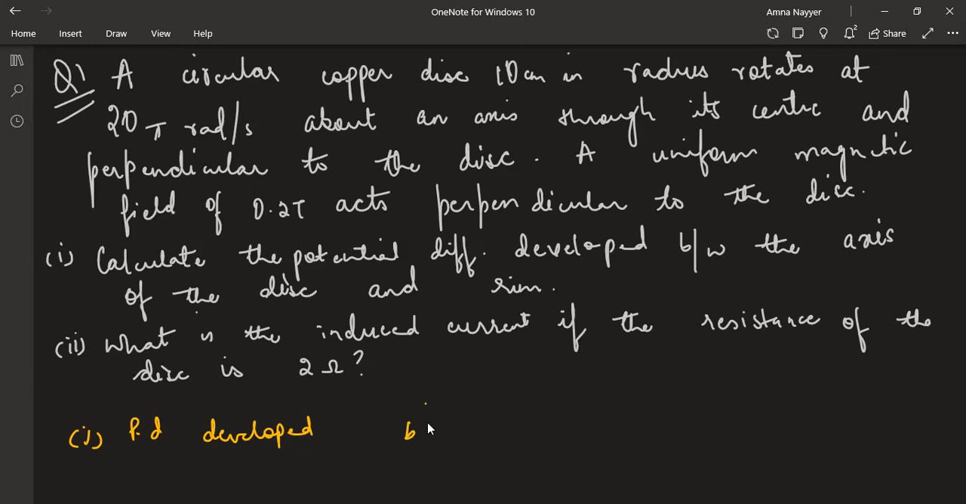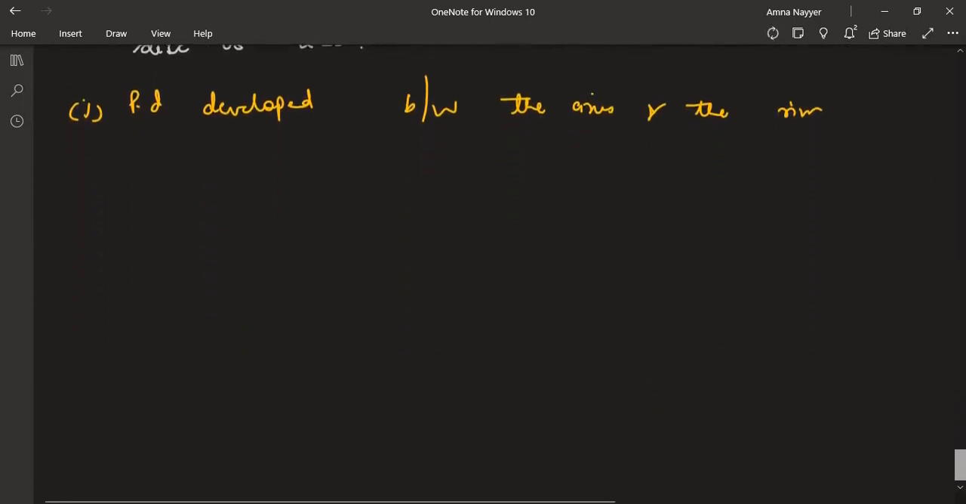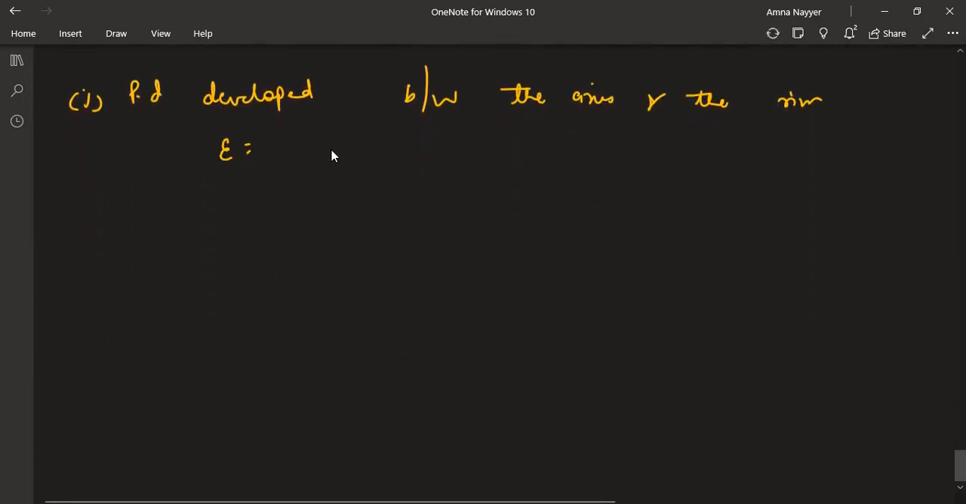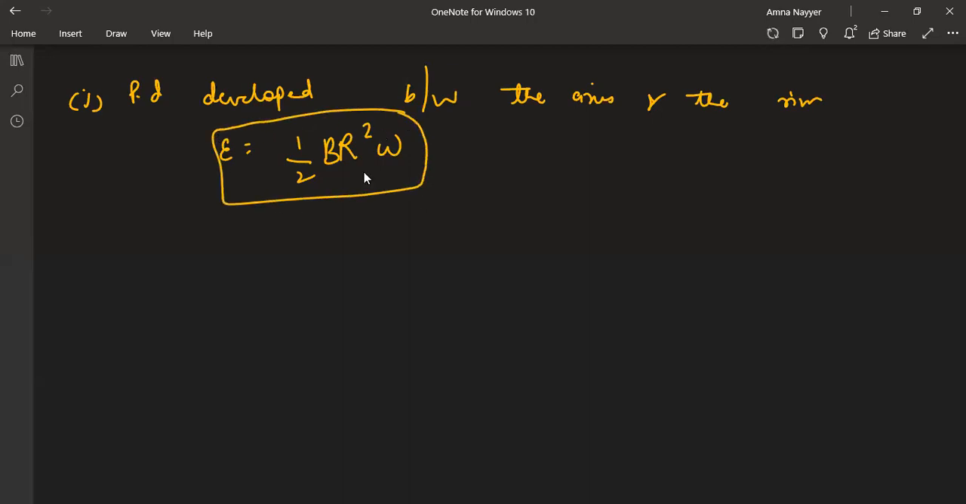between the axis and the rim. This is always given by, not just E is equal to BLV, that would not help here. Here you have to use E is equal to half BR square omega. This formula you'll use, you'll get your answer in just one step. This actually has a derivation, and that derivation is not a part of your syllabus. So no need to do that.